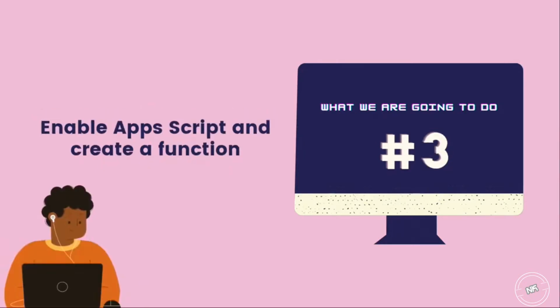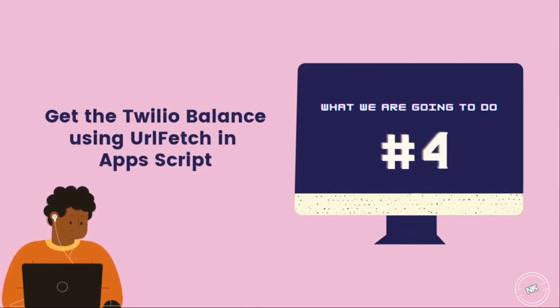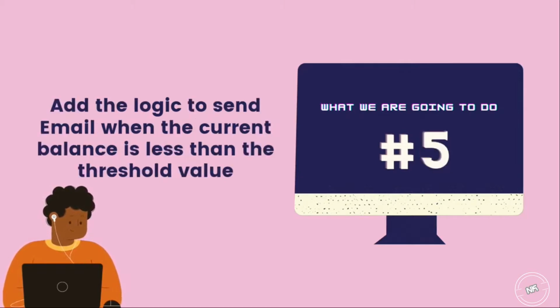After that, the third step is we'll start writing our code. We'll enable the Apps Script and create a function using Google Sheets. And after that, we'll use the curl command to check the Twilio balance. If it is successful, then we'll use the URL fetch, which is provided by Apps Script, to fetch the Twilio balance using Apps Script.